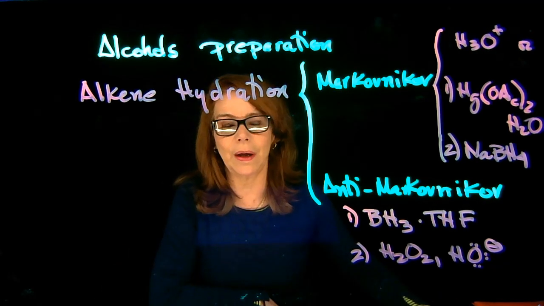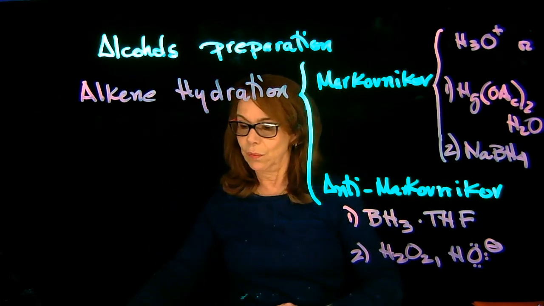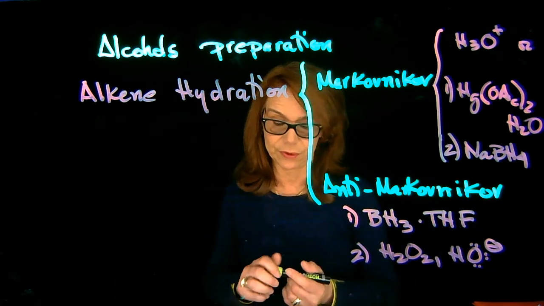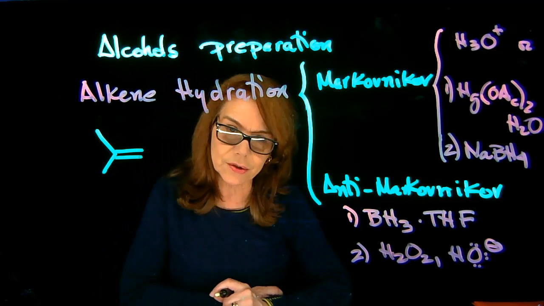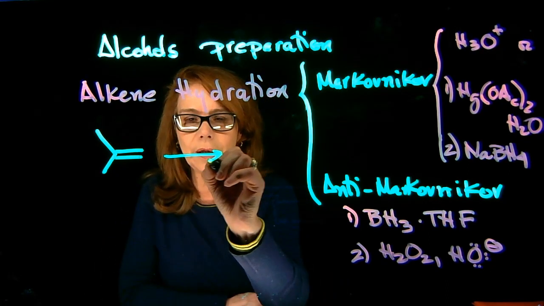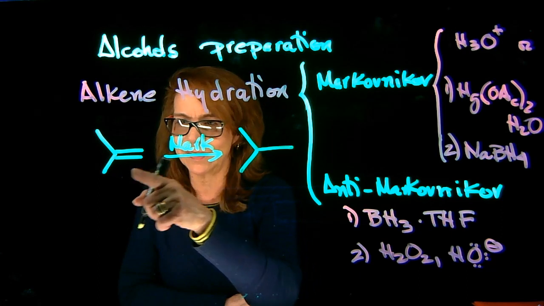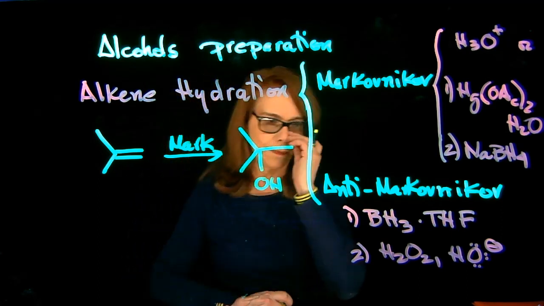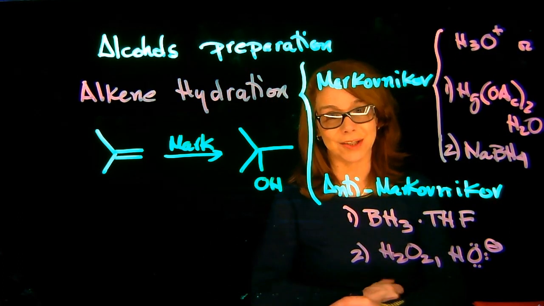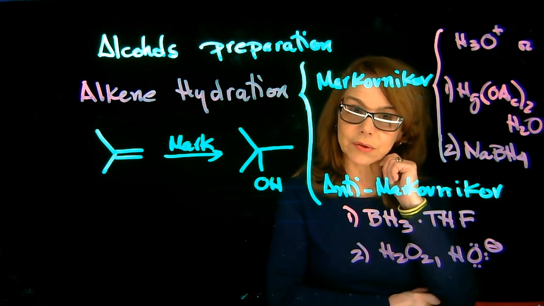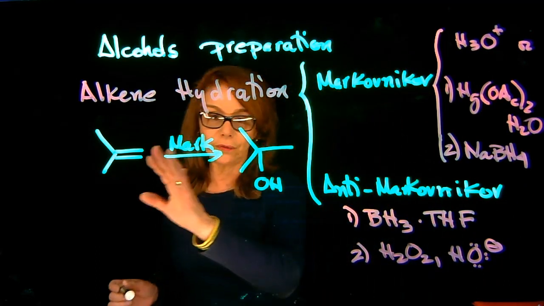Let's continue talking about alcohol preparation using alkene hydration reactions. We talked in a previous video about Markovnikov hydration. To remember what Markovnikov is, if we have an alkene such as this and do Markovnikov hydration, you add the H here and the OH here. There are a couple of conditions or reagents that you can use. Dilute acid is one. The second method, when you want to prevent rearrangement, is oxymercuration-demercuration. That will give you that position.